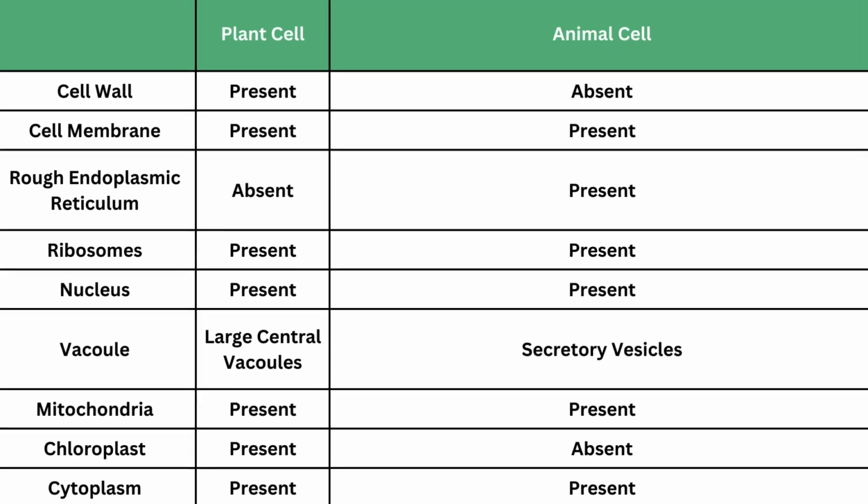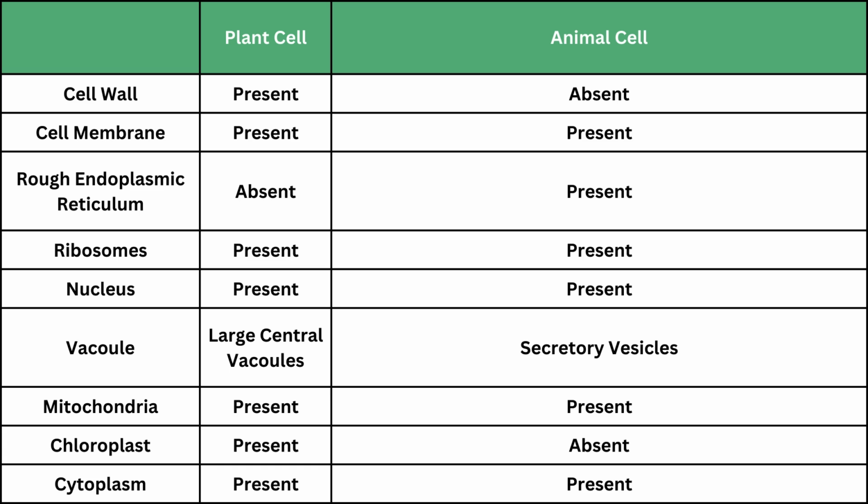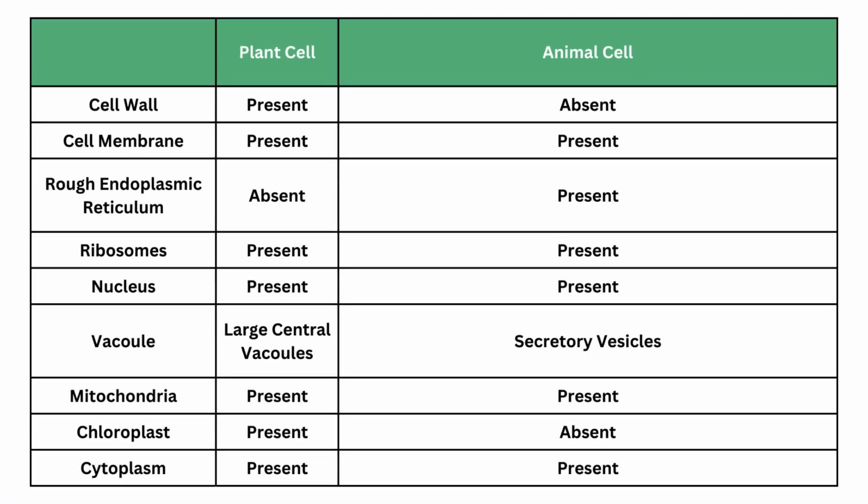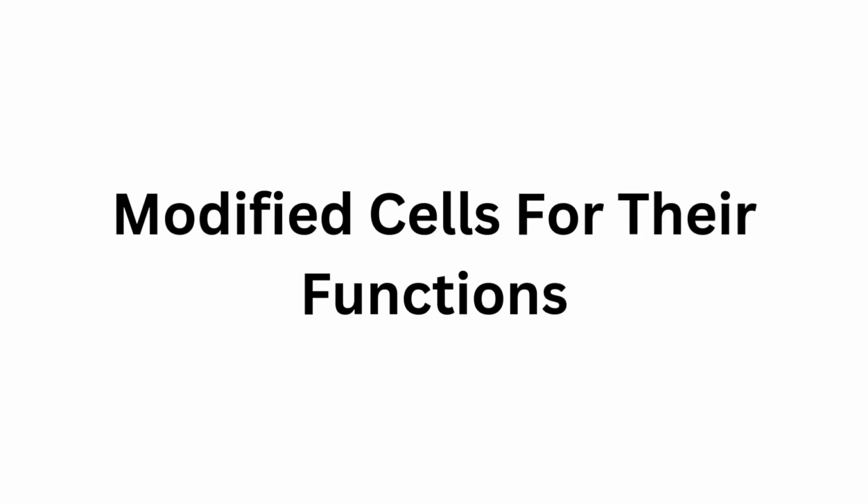Alright, so you can get the similarities and differences now. Both have a cell membrane, cytoplasm, nucleus, mitochondria, and ribosomes. But the plant cells have a cell wall, chloroplast, and a large vacuole, while animal cells do not. Animal cells tend to have smaller, more numerous vacuoles. So there are some modifications that happen in the cell structure for specific function.